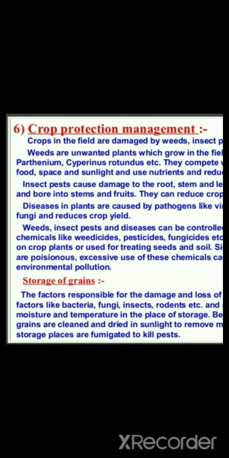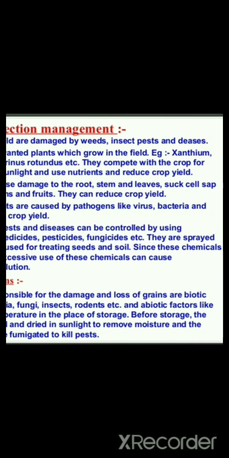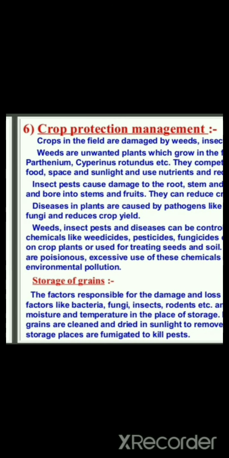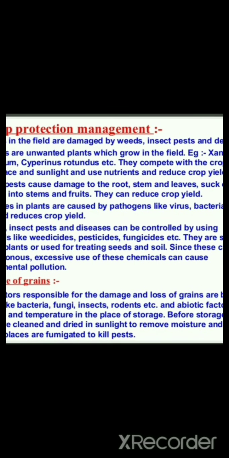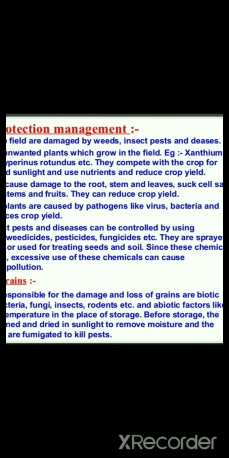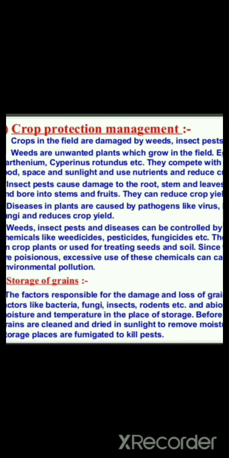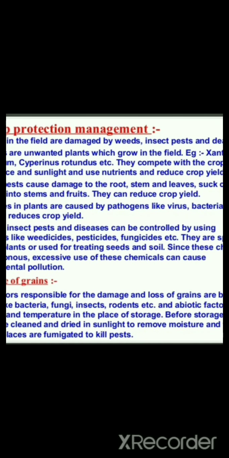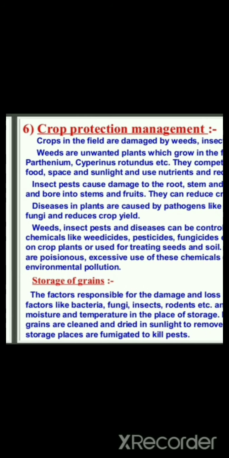Insect pests cause damage to the root, stem and leaves and suck the cell sap and bore into stem and the fruits. They can reduce the crop yield. So insects are very harmful as well. Because they can bore into the stem or fruit, they also reduce our crop yield and damage our fruit yield. Diseases in plants are caused by pathogens. What are pathogens? These are the disease causing agents or organisms like viruses, bacteria, fungi. Obviously, it will reduce our yield.